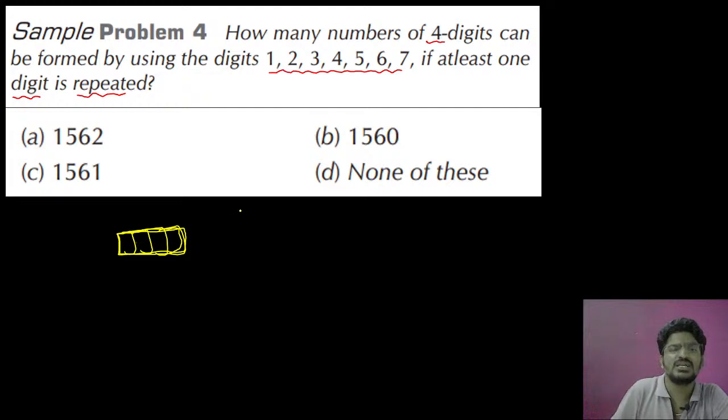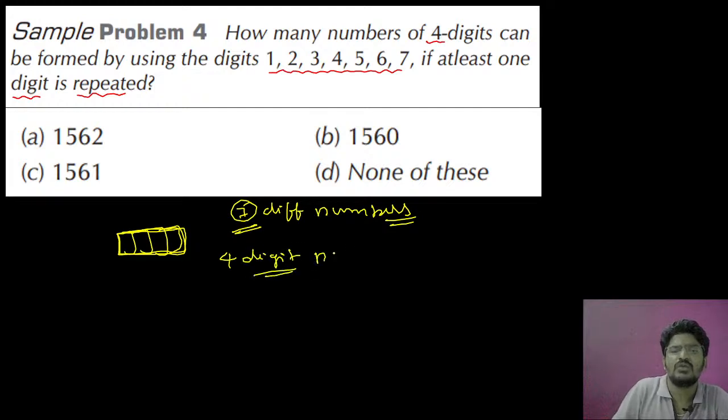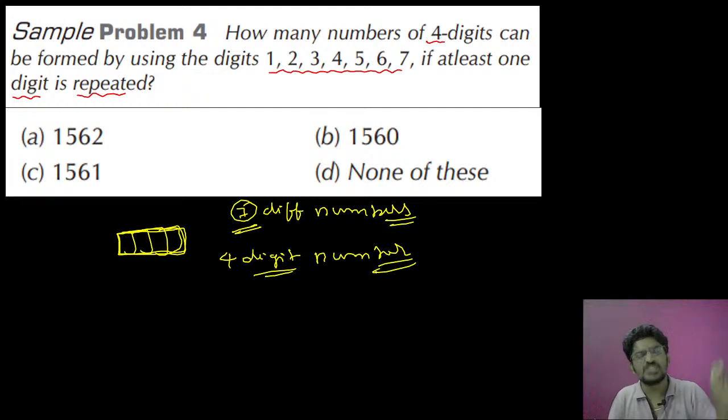Okay, you have 7 different numbers. Out of these 7, you have to choose and make a 4-digit number such that at least one digit is always repeated. So at least one digit is always repeated means what?